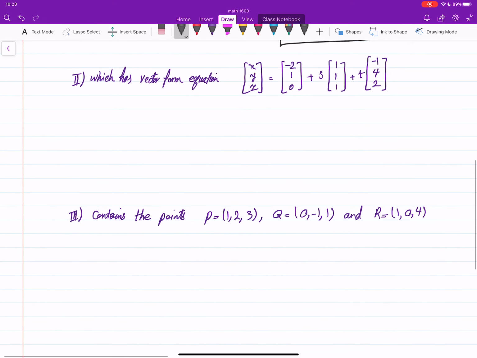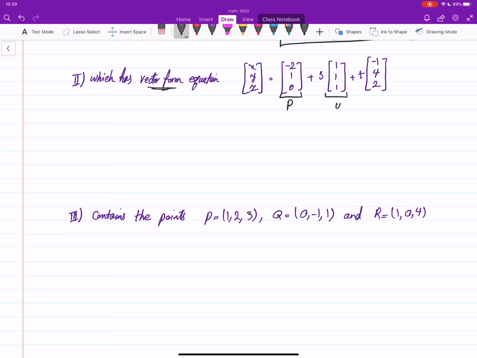The other one, part 2, says find the general form of the equation for the plane which has a vector form. So the vector form is given, and we are asked to turn it into general form. Well, we do the same thing. We already know that this is the point, this is one of the direction vectors, and this is another direction vector. Then we can take n to be u cross v.